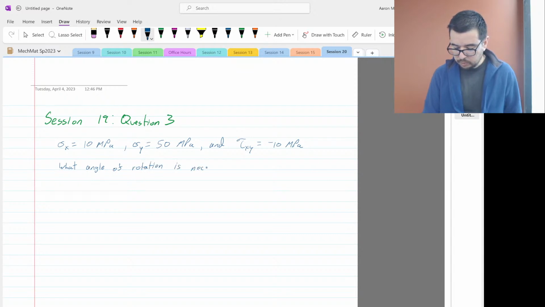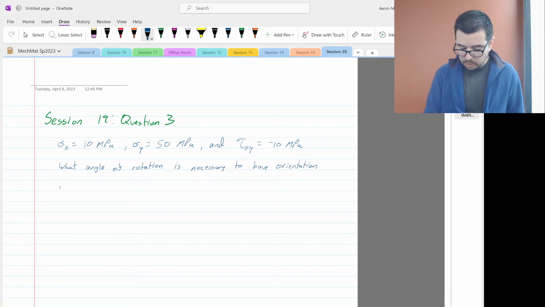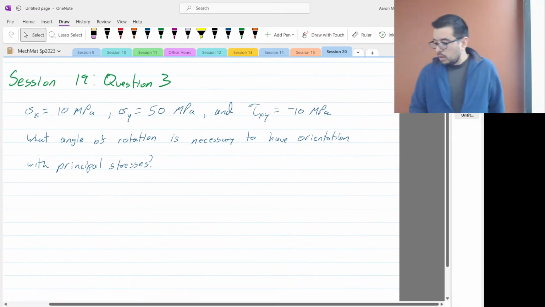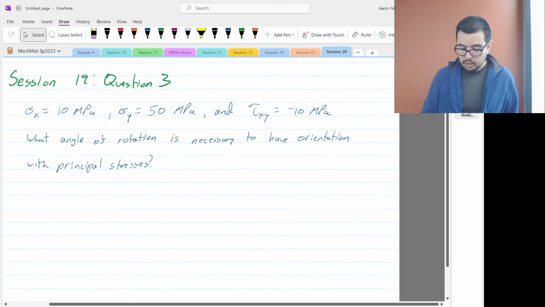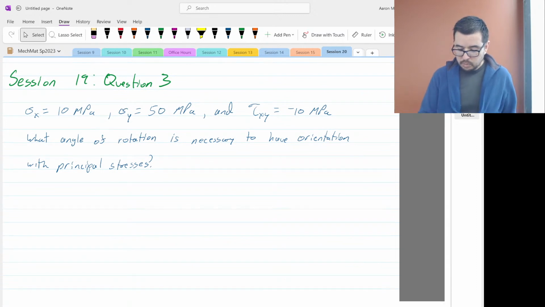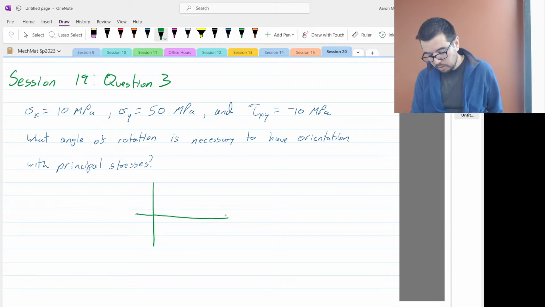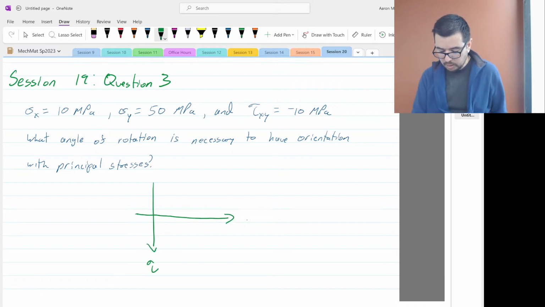is necessary to have orientation with principal stresses? Okay, so in this case, when we draw the Mohr circle, ooh, that's kind of bad. Okay.